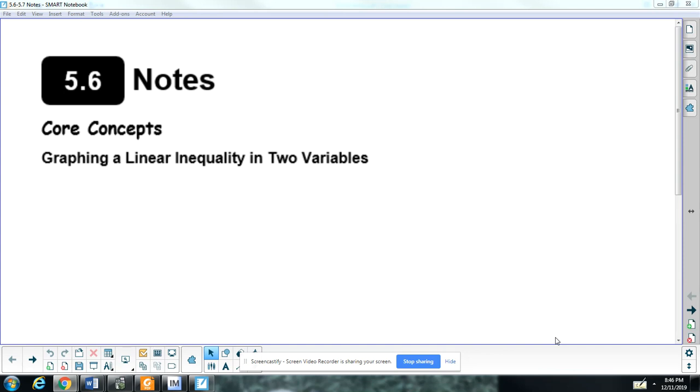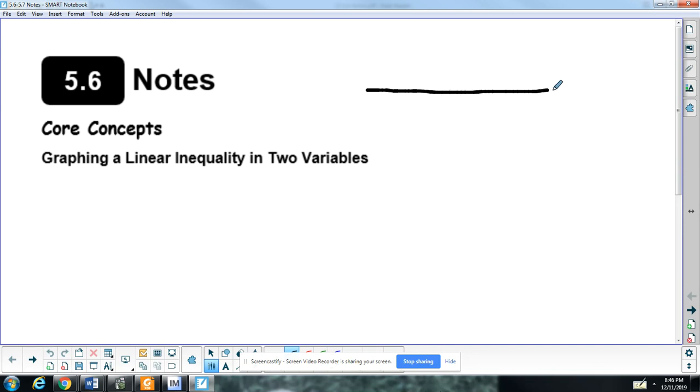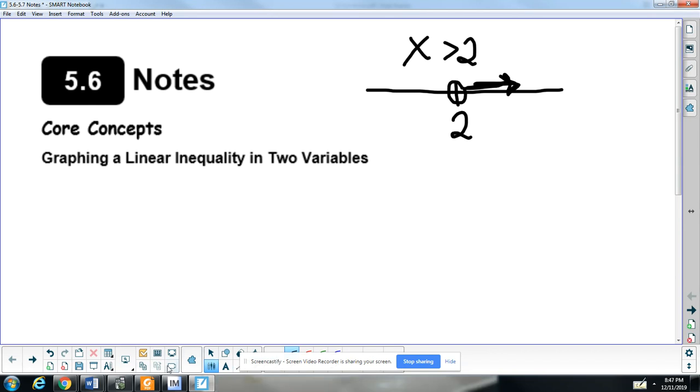We graphed inequalities on number lines before, where we had our number line, and let's just say x was greater than 2. So on our number line at 2, we would put a circle, and it would stay open because it wasn't equal to, and since it's greater than, we would shade to the right. Okay, so that's what we have done so far with graphing inequalities, but now instead of just one variable, we'll have two. We'll have the x and the y. Okay, so let me clear that off.